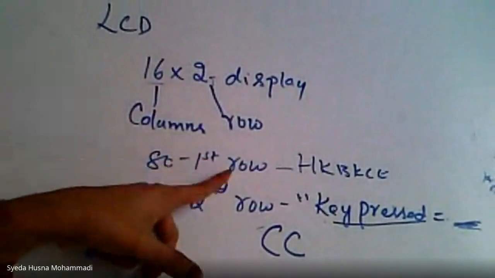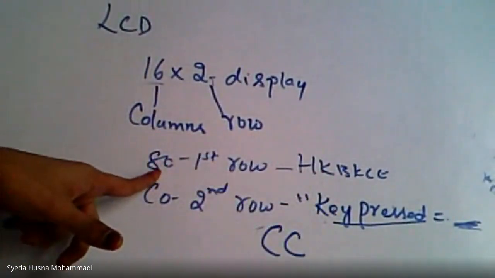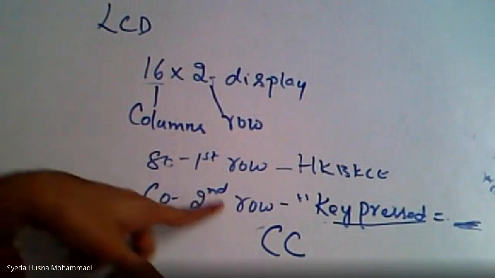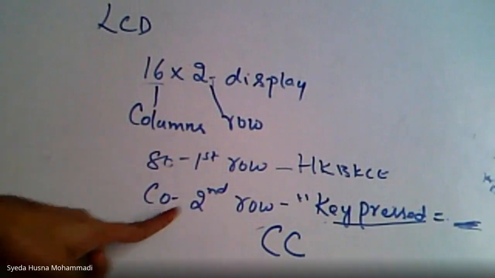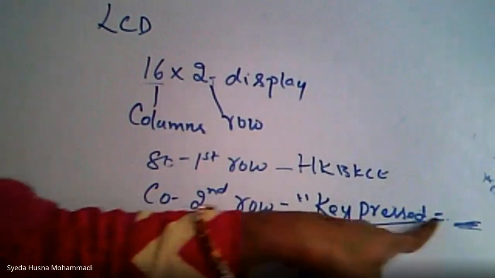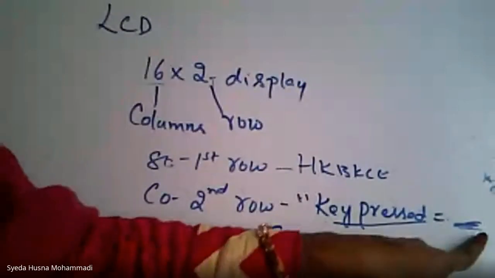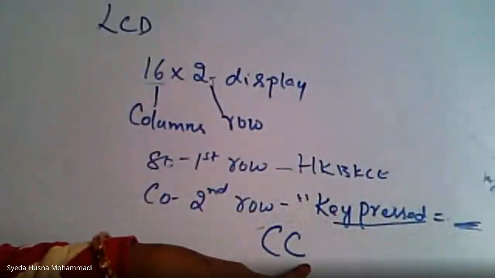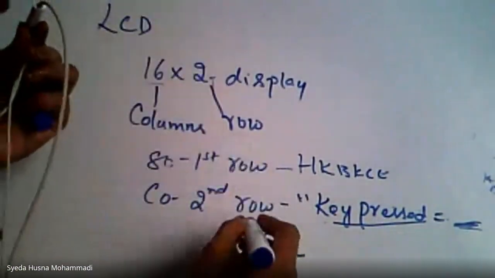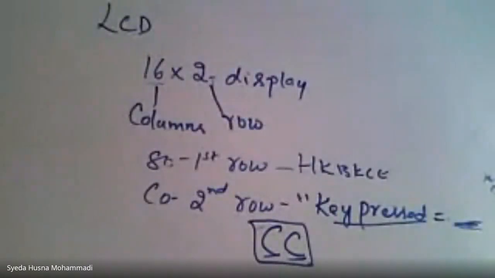In the first row, we are going to display HKBKCE, so we'll give the LCD command as 80. In the second row, we are going to display which key is being pressed. So the key press will appear after the message "key pressed is equal to", at the 12th position. A is 10, B is 11, C is 12. So to display, we have to give this LCD command as CC: second row, 12th position.